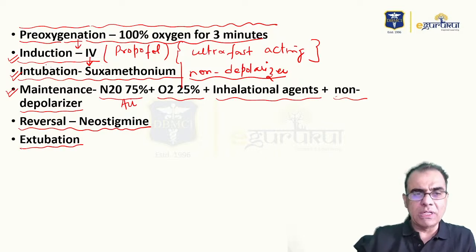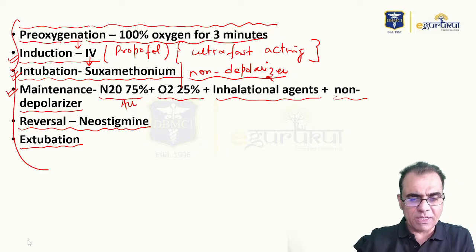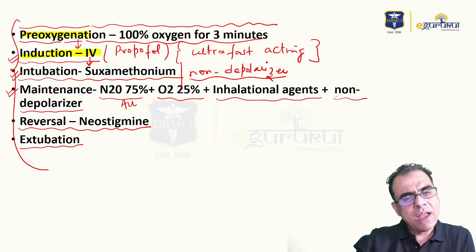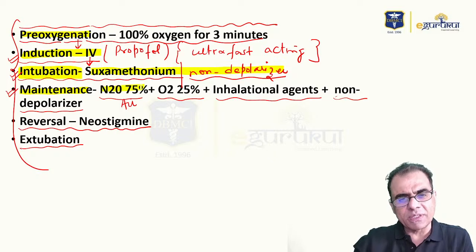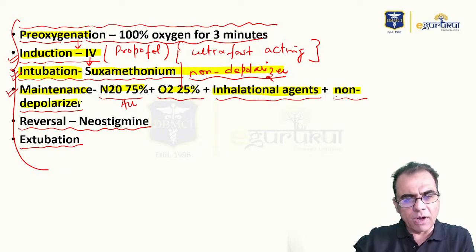So that is what we do in general anesthesia. First we pre-oxygenate the patient to increase the oxygen reserve. Then induction is done with IV agents, and then we give a muscle relaxant, a depolarizer or any non-depolarizer, and then we intubate the patient. After intubation, we confirm the position of the endotracheal tube, and then anesthesia is maintained on 75% nitrous oxide, 25% oxygen, and one of the inhalational agents, and relaxation for surgery is maintained with non-depolarizers. At the end of surgery, we reverse the effect of the muscle relaxant by giving neostigmine, and then the patient is extubated.